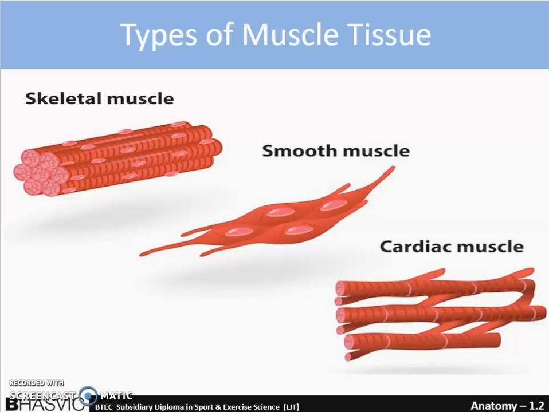Skeletal muscle is connected to bones around joints all around the skeletal system. They are very long and striated with cylindrical fibers, shown in the diagram. They are found in the endomysium, perimysium, and epimysium layers.